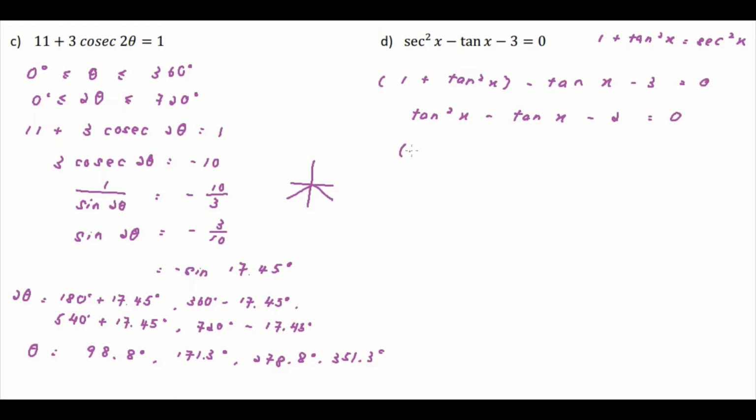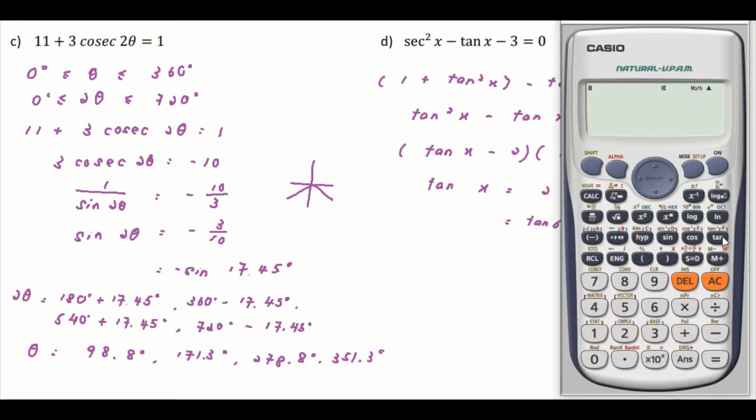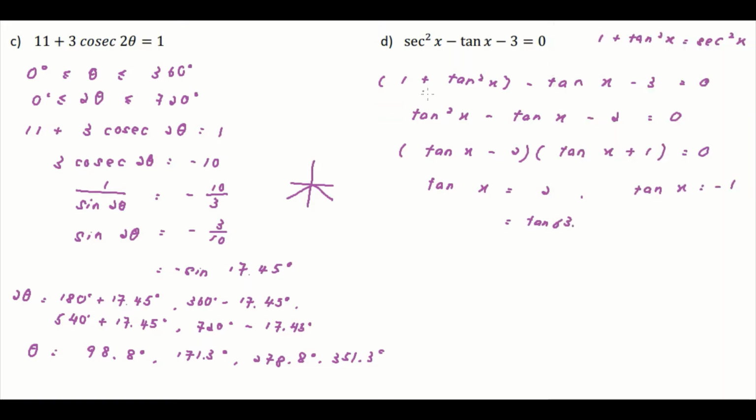So same thing, factorize it. So you'll be able to get tangent x minus 2 and tangent x plus 1. Okay, so you will have tangent x equals to 2 and tangent x equals to negative 1. So you will need to solve it separately. So from tangent x equals to 2, you can get tangent inverse, 63.4, is it? Sorry, let me just try it out. Okay, shift tangent 2. Okay, 63.43.